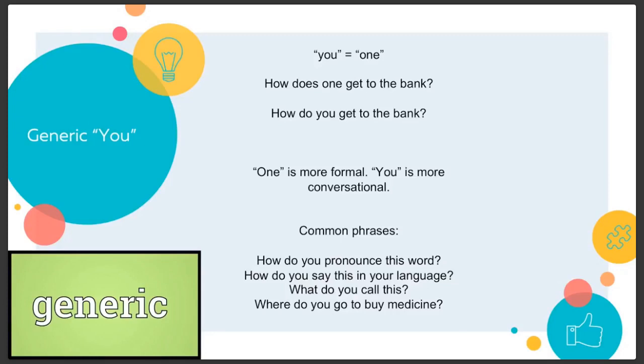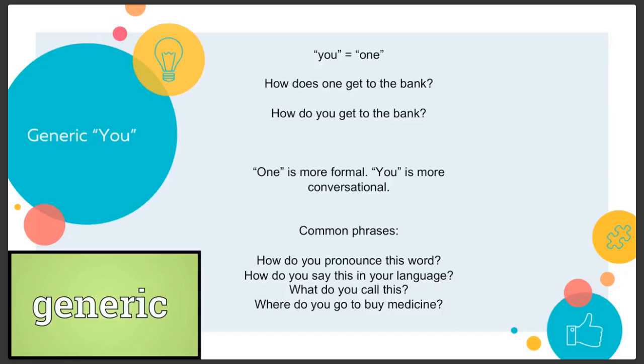We actually use this a lot. What we're saying here is not "you" specifically, we're saying any person in the world. So when someone asks you, "How do you get to the bank?" they're not asking how you get to the bank differently than other people. No, what they're asking is, "How does anyone get to the bank? How does one get to the bank?" That's what it means. It's exactly the same if we ask, "How does one get to the bank?" or "How do you get to the bank?"